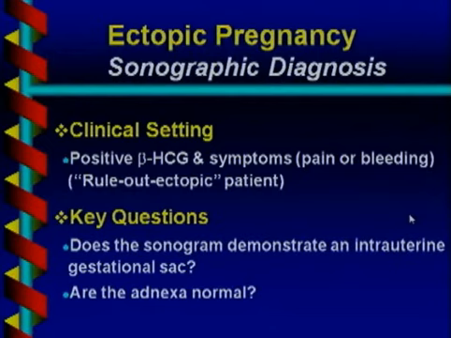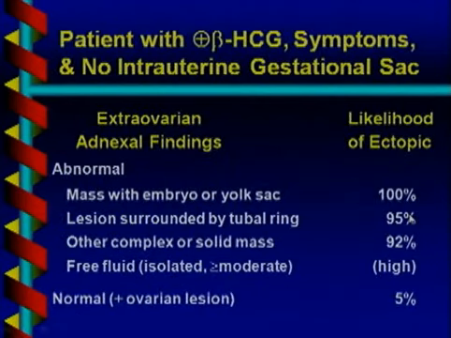And the key questions, for the reasons that we'll see in a minute, when we're doing ultrasound in a rule-out ectopic pregnancy, are, number one, does the ultrasound demonstrate an intrauterine pregnancy, an intrauterine gestational sac? And the second key question is, are the adnexa normal? The ovary and regions around the ovaries outside the uterus, are they normal? The reason these are the key questions can be seen from this table.